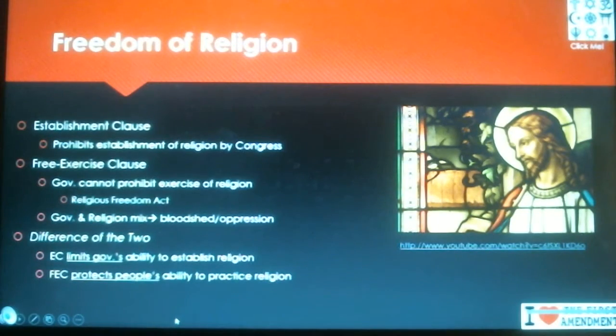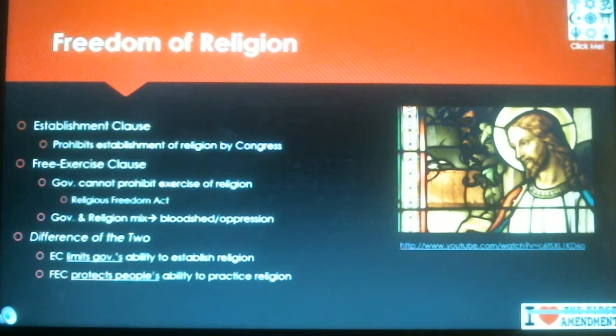Freedom of religion involves the Establishment Clause, which prohibits the establishment of religion by the Congress. It guarantees separation of church and state. Freedom of religion also includes the Free Exercise Clause. The government cannot prohibit the exercise of religion. Congress shall make no law prohibiting the free exercise of religion. This is also known as the Religious Freedom Clause.